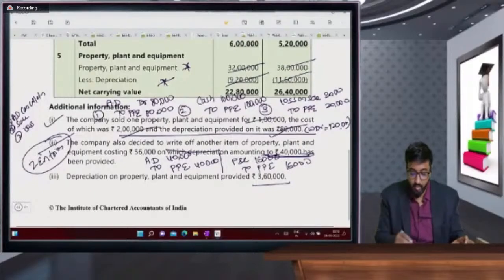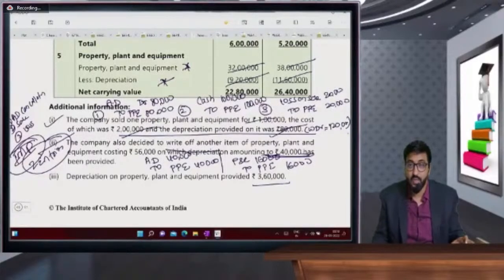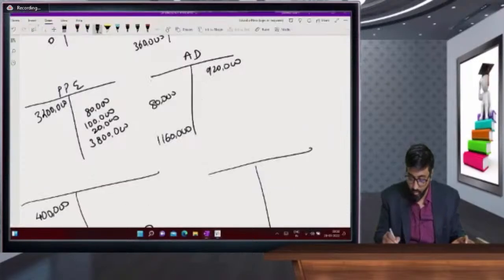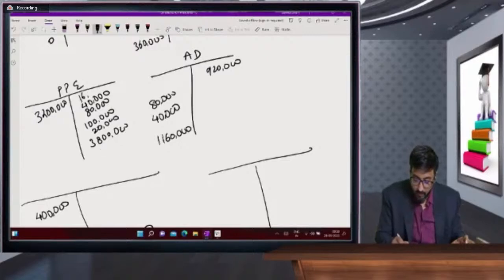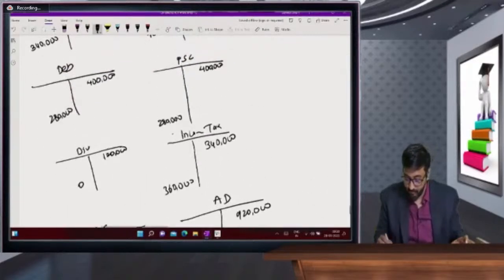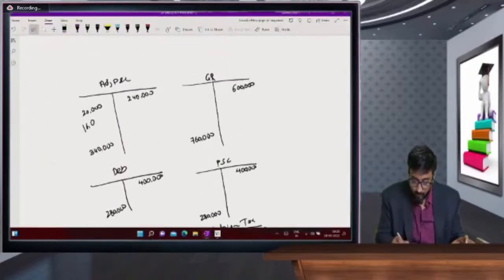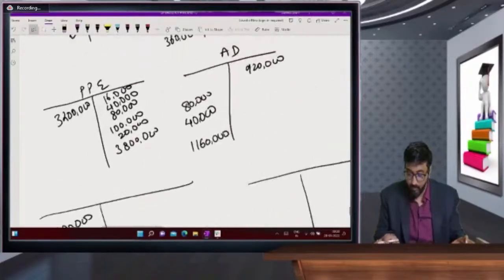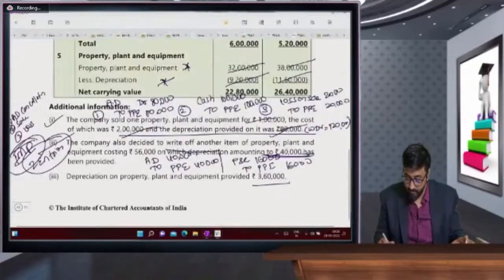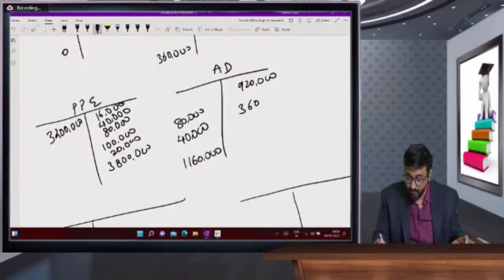So this is the first time IMP entry. AD to PPE. So in this, AD is very important. AD to PPE, 40,000, 40,000. And second entry, P&L to PPE. How much? 16,000. Third entry, depreciation 3,60,000.